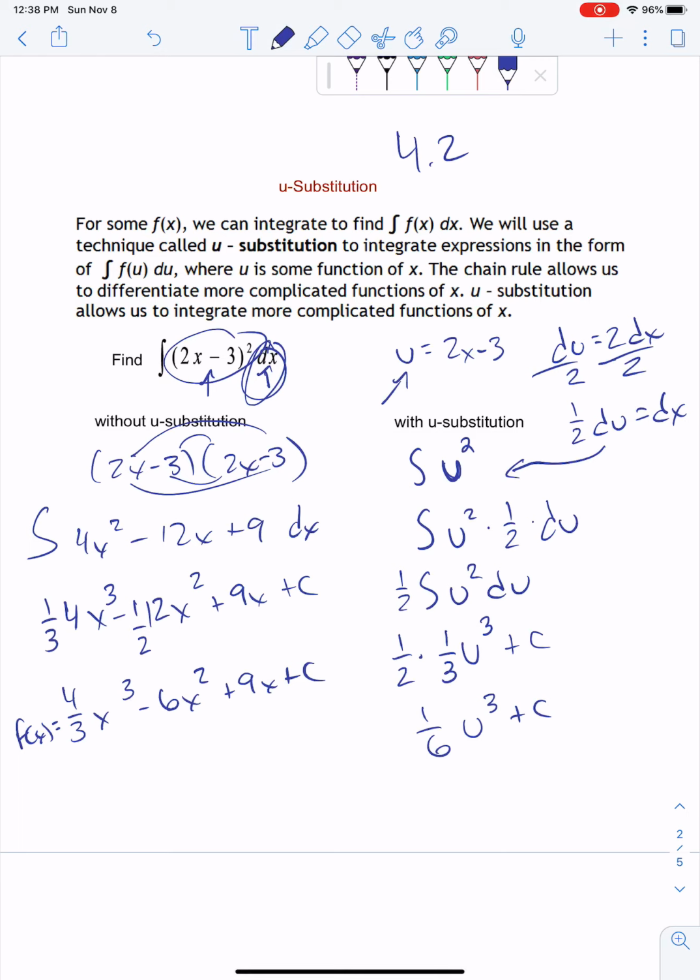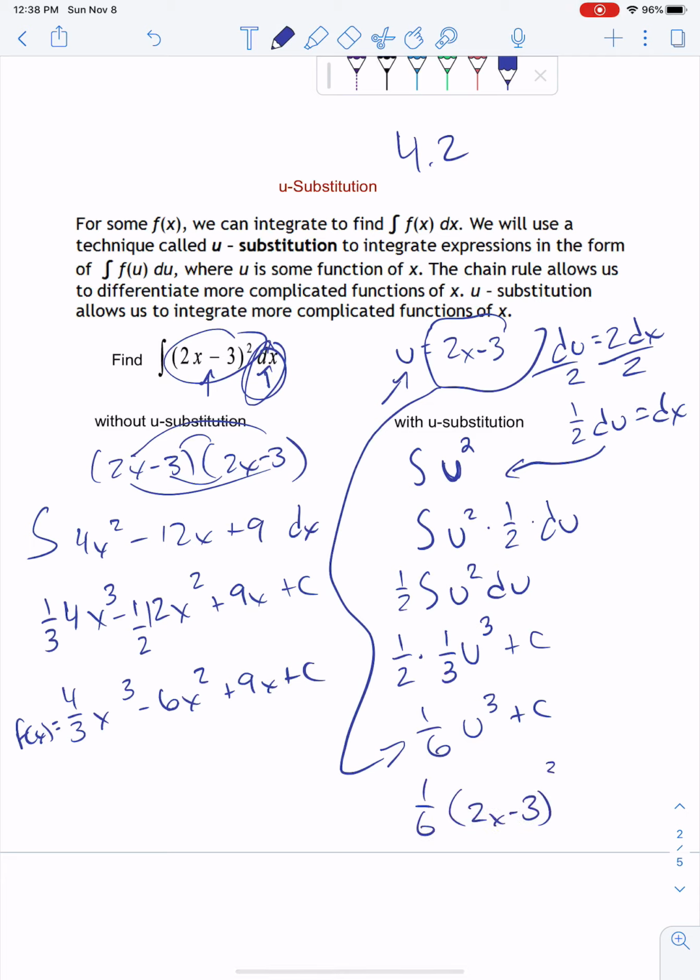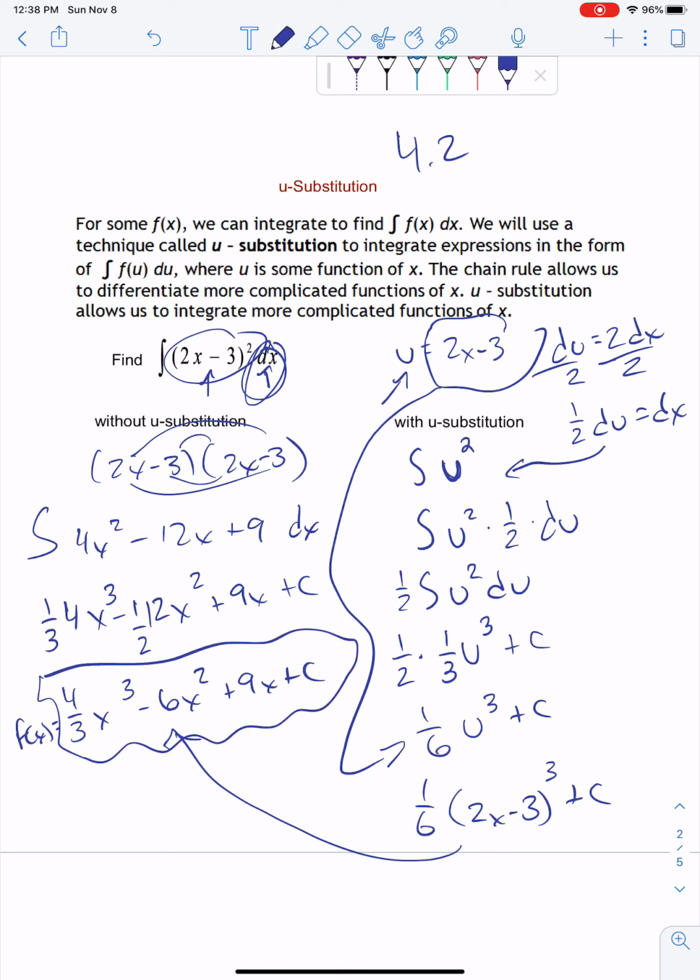Well, I don't want u cubed. I want to get back to my x. So I'm going to go back up here to my 2x minus 3 and plug it in for my u. So 1/6 times 2x minus 3 cubed plus c. Now, if I were to work this all the way out, if I were to simplify this, I'm going to end up right here with this f of x. But look at that f of x, 4/3 x cubed minus 6x squared plus 9x plus c. This one, my new one with U-substitution, looks a lot cleaner than the other one.